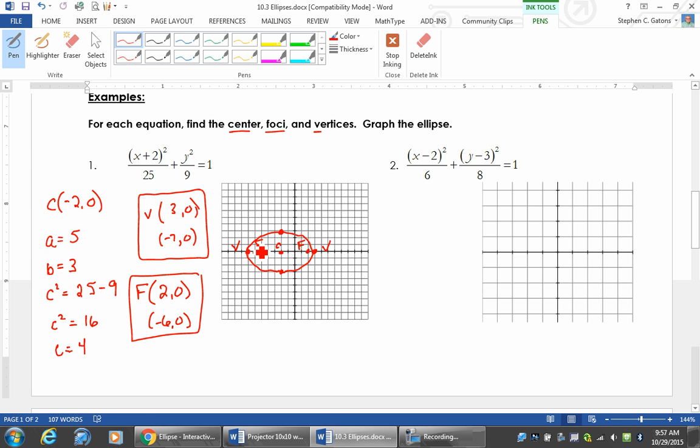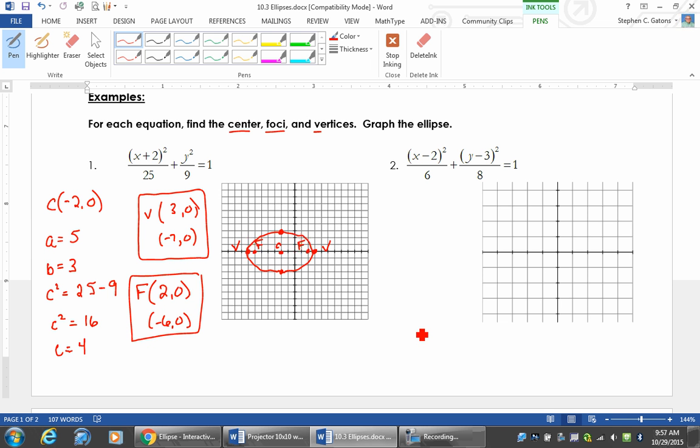Now, please understand that ellipses do not come to points at the vertices. These are not football shaped. If you are looking for something, they're more rugby ball shaped. As a matter of fact, I think a real rugby ball is an ellipse. They're very rounded on the end. They do not come to points, and that's how you graph an ellipse.